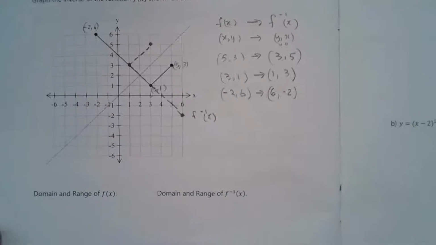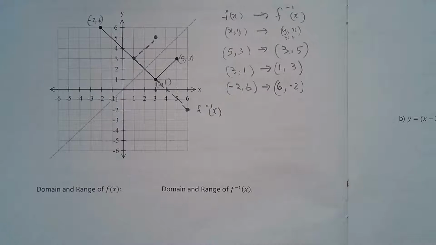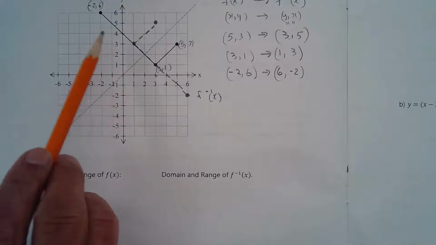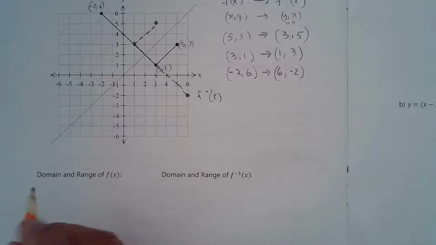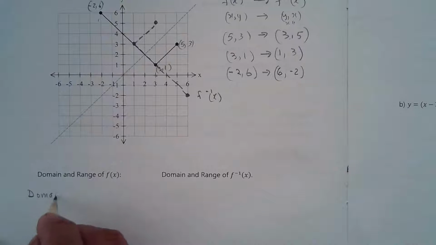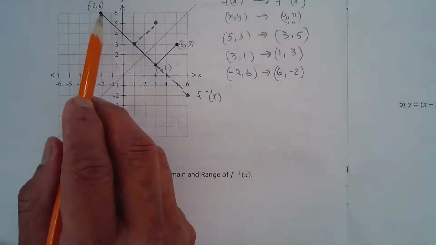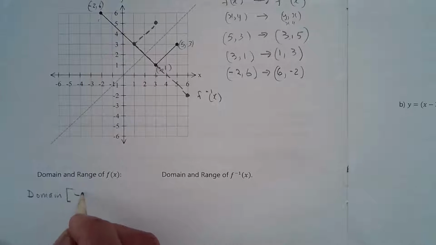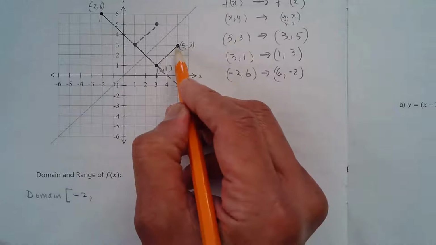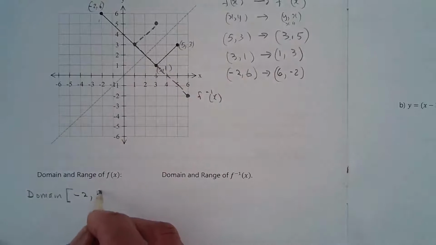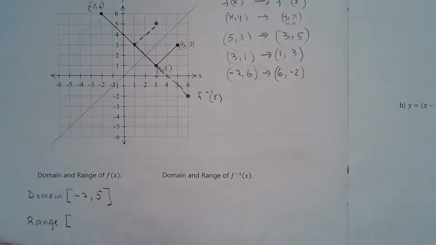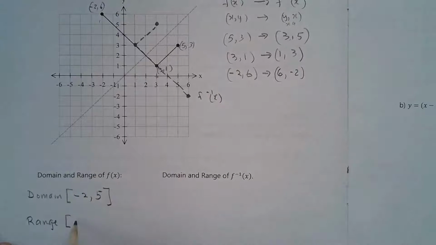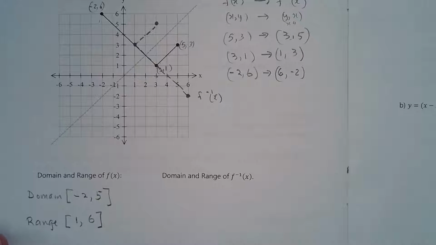Now, you're asked to indicate the domain and range for each. If you look at our original graph, our domain will be from x is negative 2 to 5. Always use a square bracket in this case because it means the graph actually begins at this point, negative 2. So negative 2, and it ends at the point 5. So that's my domain for my original graph, f of x. My range will be the lowest point here, which is 1, going up to the highest point, which is 6. So that's the range of f of x.